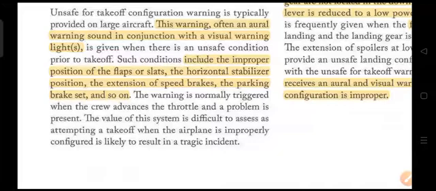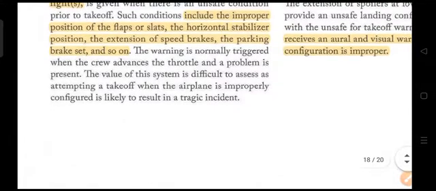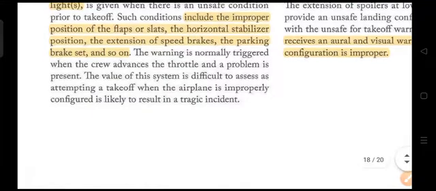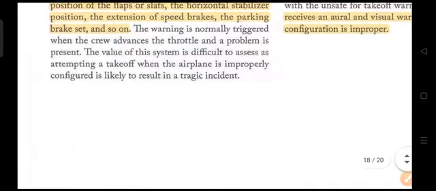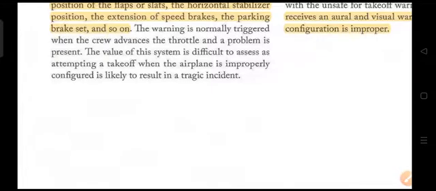Such conditions include the improper position of the flaps or slats, the horizontal stabilizer position, the extension of speed brakes, the parking brake set, and so on.